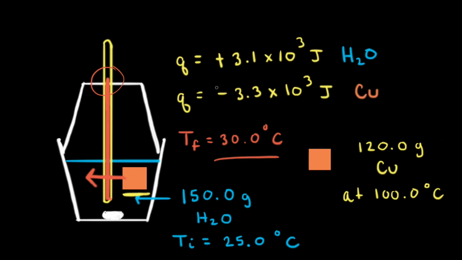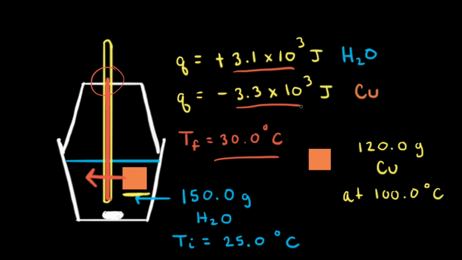Next, let's look at these two numbers that we got from our calculations. Let's think about the magnitude of these two numbers. If our coffee cup calorimeter were a perfect insulator, the magnitude of these two numbers would be the same. So it could be something like 3.3 times 10 to the third joules for both of them.